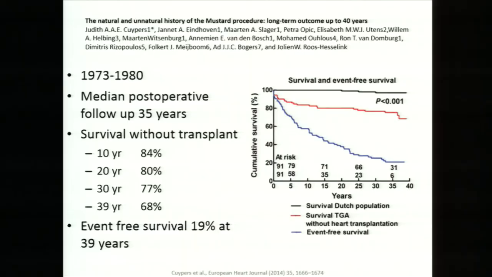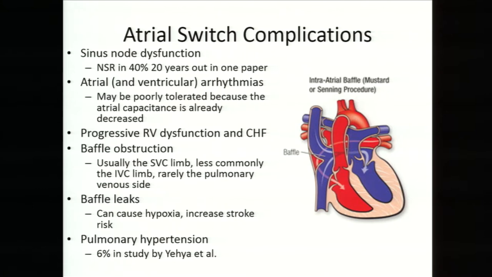So how do these patients do? They have problems. If you look out at 39 years, about 68% survival. Event-free survival, only 19% at 39 years. We'll talk about what some of those events are. Just looking at the picture will tell you what can go wrong.